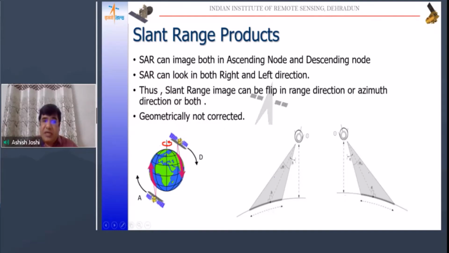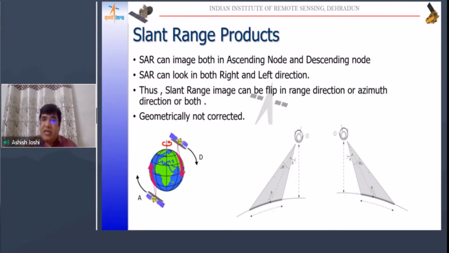This is the diagram for the ascending and descending node. Descending means the satellite goes from north to south, and ascending means it goes from south to north. Because SAR is an active sensor, it can image in both ascending and descending node. But most optical sensors, which use the sun as a source of energy, can image only in the descending node, and only in one direction. SAR can look in both directions, left or right, and in both ascending and descending node.